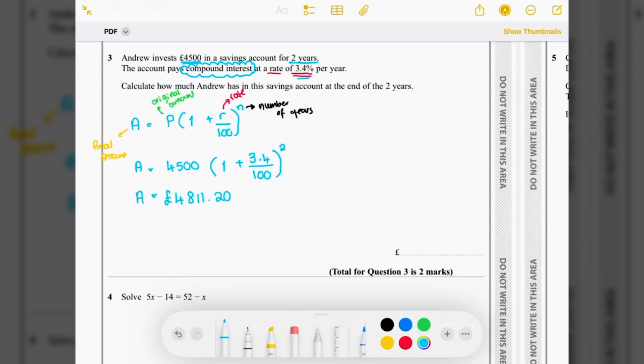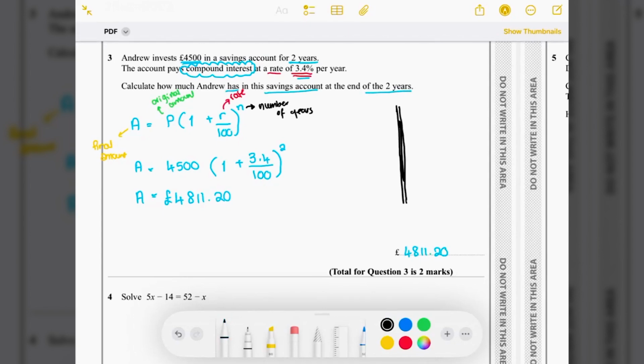Now, when you answer these questions, try to see if it makes sense. I put 4,500 in the bank. It has to go up. I've got 4,811. It seems like it's correct. Okay, that's one way to also check. So it says, calculate how much Andrew has in the savings account. So how much he has in the savings account at the end of the 2 years, which is 4,811.20.